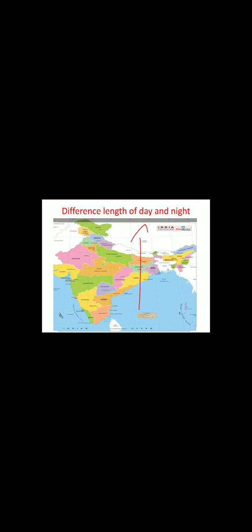What does this impact on India? The impact of length of day and night can be seen in this map. As we move from the south to the north, we will notice that the length of day and night will vary. While in southern parts of our country, the length of day and night will more or less remain the same. As we go to the north, the length of day and night will vary depending upon which season it is. That means there will be longer days during summer and shorter days during winters.